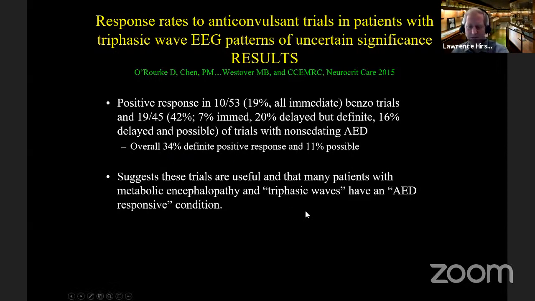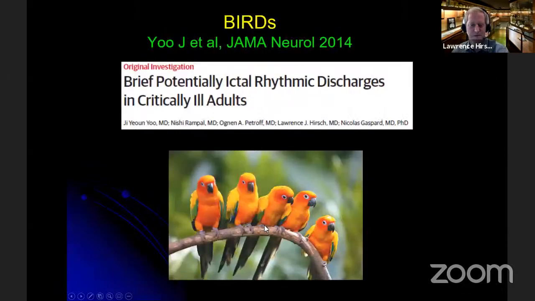1/3 have a positive response, showing that it was actually non-convulsive status, or what they called an AED responsive condition. That pretty much means one of the reviewers wouldn't let them call it status just based on that.